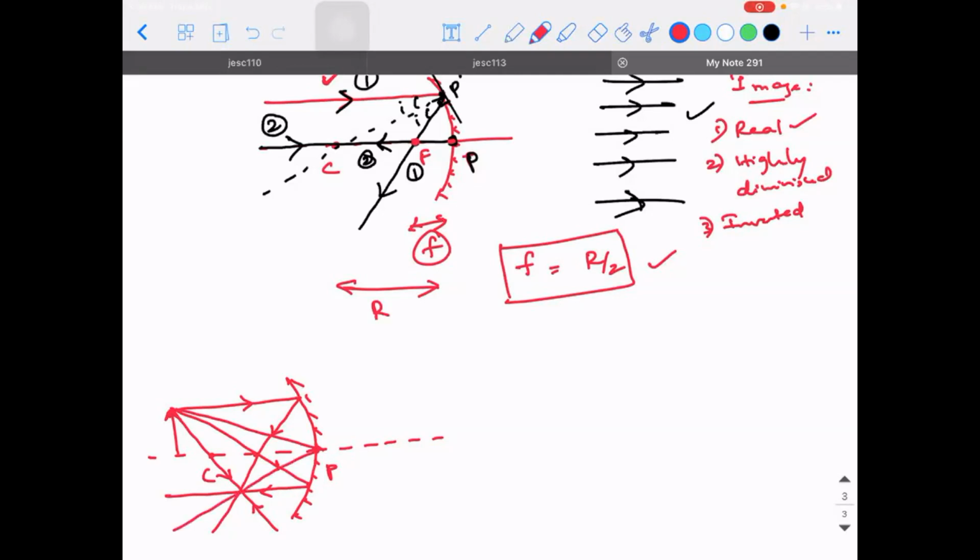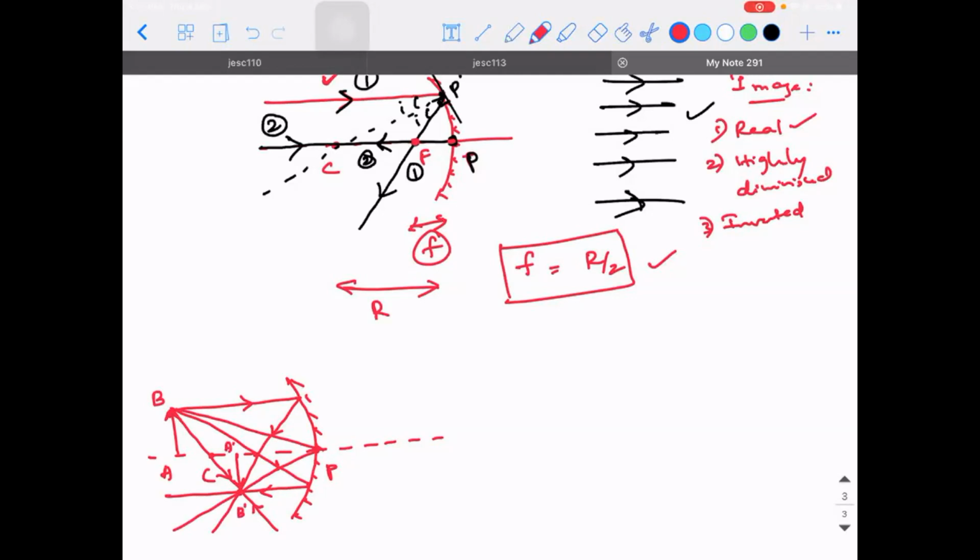So how many such rays can I think of? I can actually apply all 4 rules to the same diagram, but go with whichever you are comfortable with. In a way, where the image is formed, all these reflected rays should exactly meet at the same point. If this is AB, then this will be A dash, B dash.